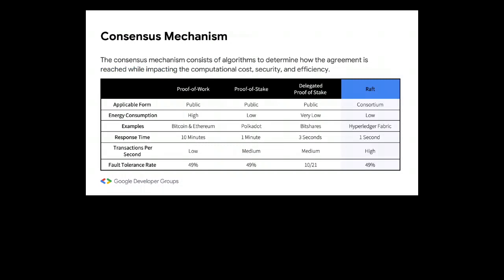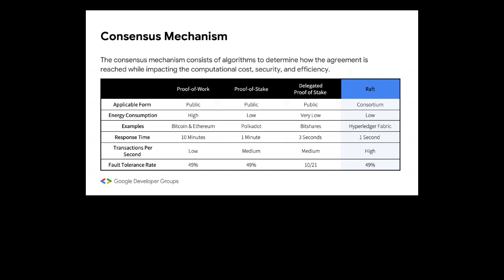Tadi I mentioned the consensus verification mechanism, how we add that data to the blockchain. These different consensus mechanisms impact cost, security, and efficiency. As you can see here, we have proof of work. This is what is in use in Bitcoin and Ethereum. Everyone has heard of Bitcoin and Ethereum. It requires very high computing power to add this data onto their blockchain.